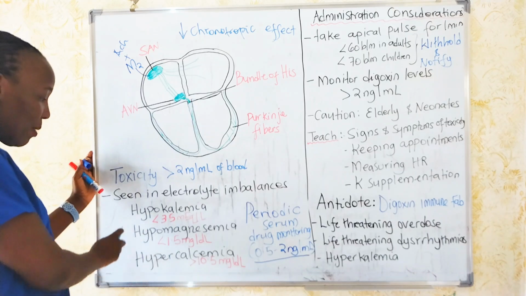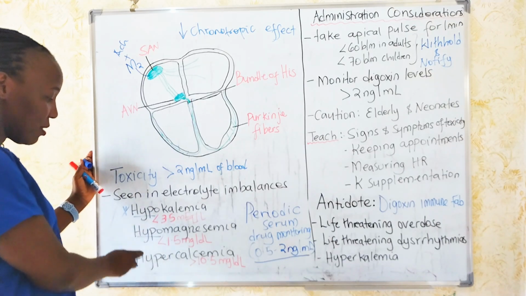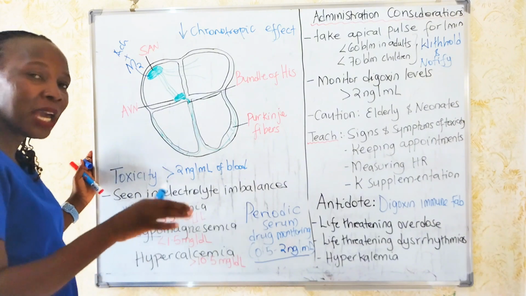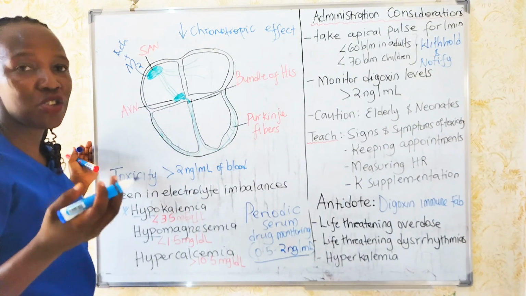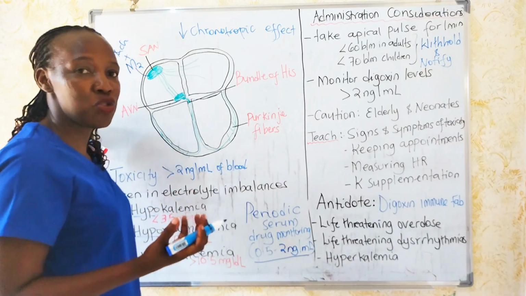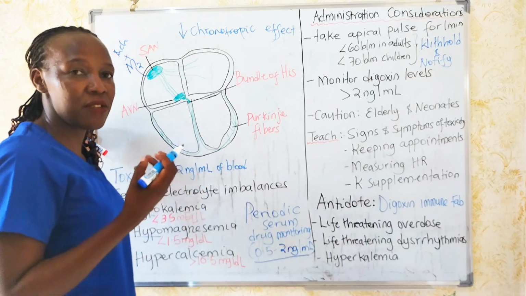So note here we have hypokalemia, hypomagnesemia, and then hypercalcemia. Imagine in the mechanism of action of digoxin when we saw that we are going to have an increase in calcium levels within the cell that is going to increase the force of contraction.